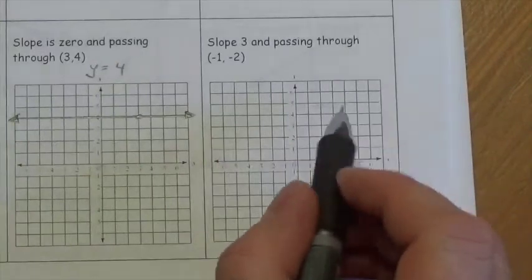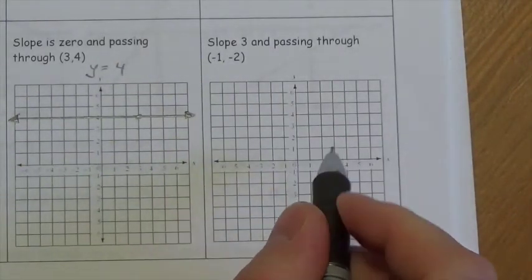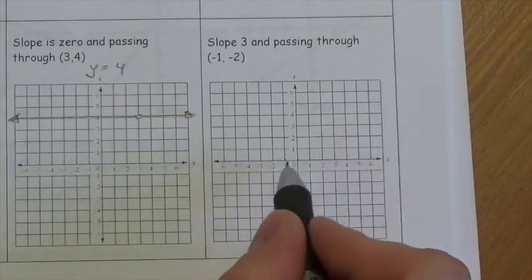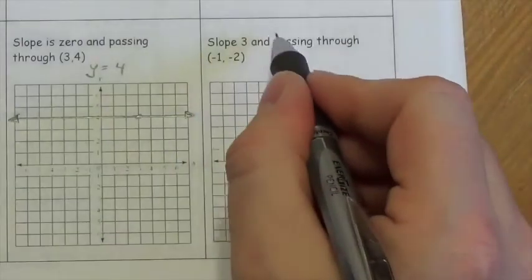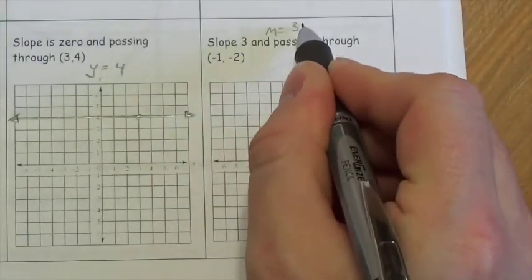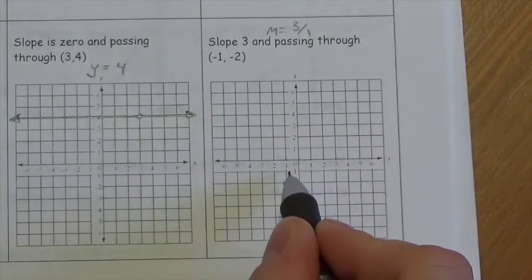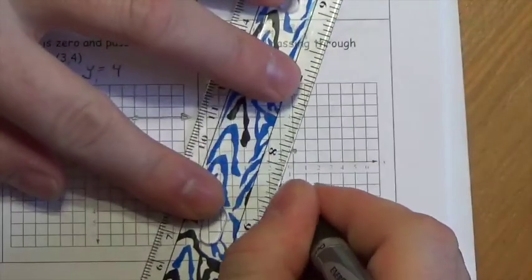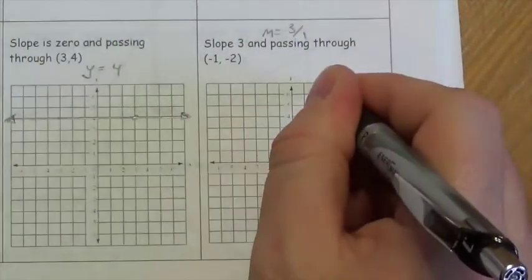Okay, now lastly here the point that I'm going through is -1, -2. So starting at the origin, -1, so 1 to the left and then 2 down. And I've got a slope of 3. The slope of 3 is, remember, that's just 3 over 1. So it's got a rise of 3, a run of 1. So 1, 2, 3, but over 1. And then again, I will connect those points. And there we go.